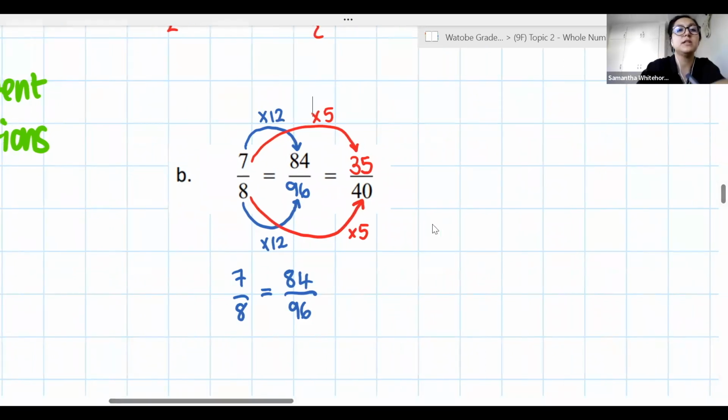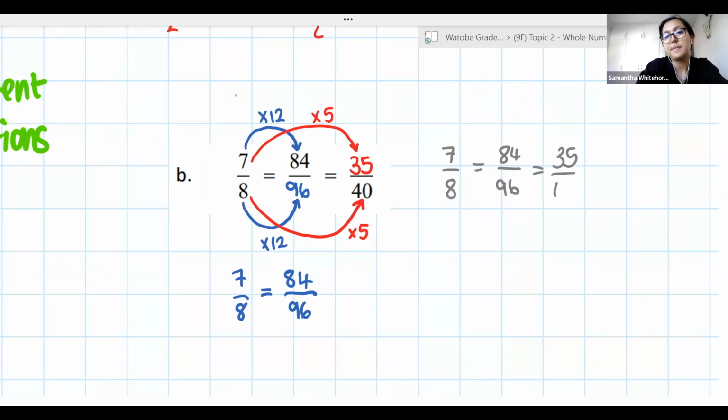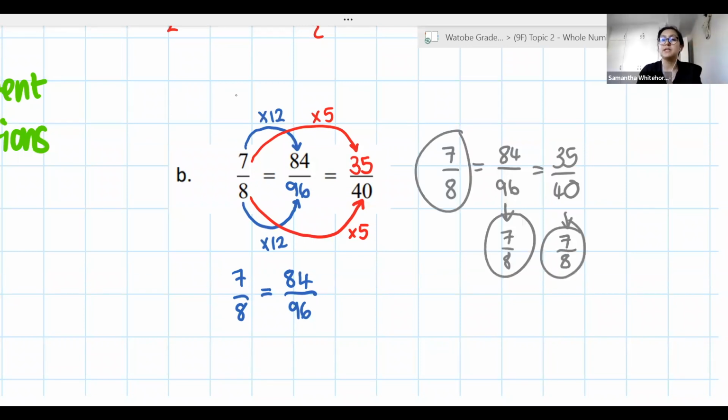Okay, so guys, if we look at these fractions over here, we've got 7/8, 84/96, 35/40. If we drew a picture, they would all be the same amount, or the same proportion would be shaded in for each of them. If you simplify 84/96, you're going to get 7/8. If you simplify 35/40, you're going to get 7/8. And so they all represent exactly the same proportion of the whole, exactly the same fraction of the whole.